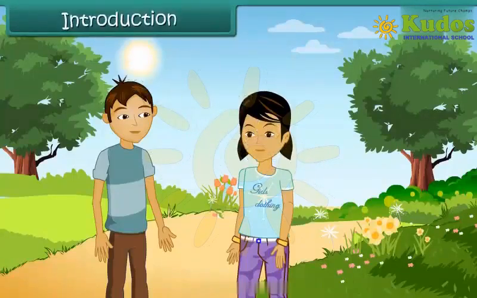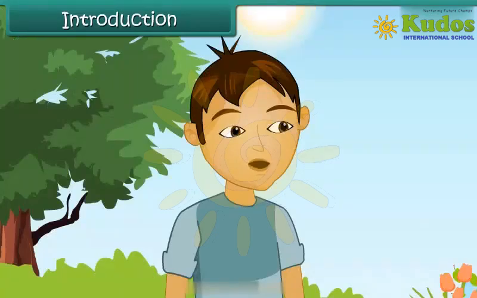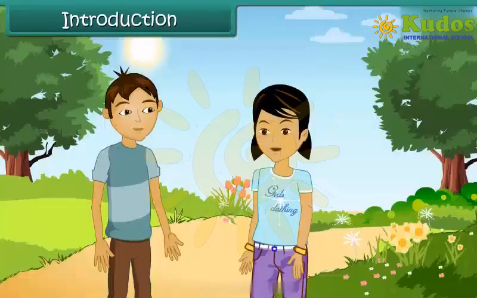Introduction. Come, Rahul, let's play a game. Which game are we going to play? We are going to play a game in which we will look at each other without blinking our eyes. Whoever blinks first will be the loser. Ruchika, I'm sure that I will win. Wow, you are so confident.